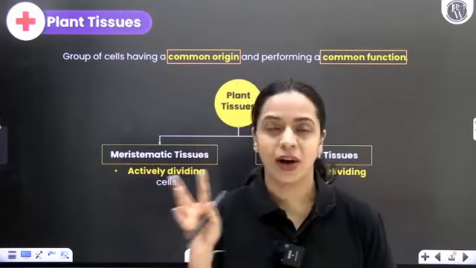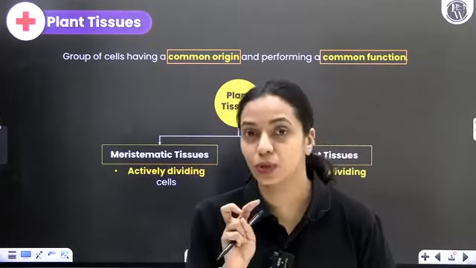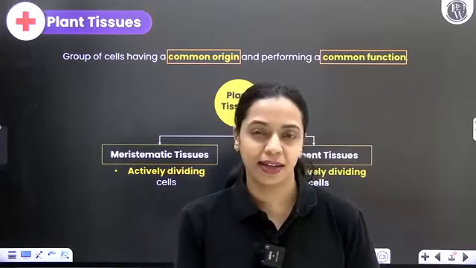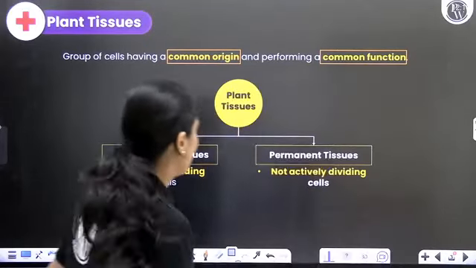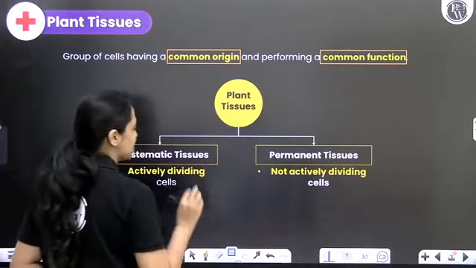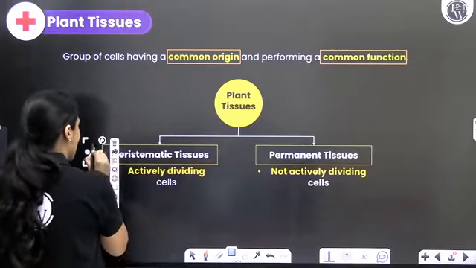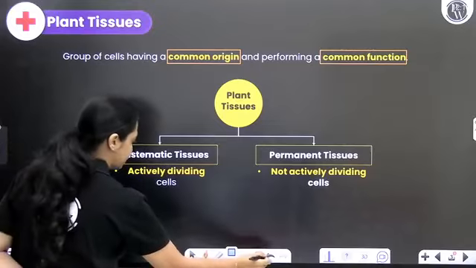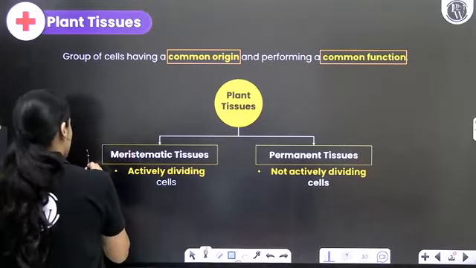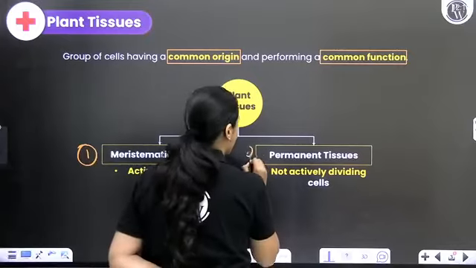So, broadly, you can classify tissues into two types, meristematic and permanent. Okay. So, broadly, plant tissues can be classified into two types. The first one being meristematic, and the second one is permanent.